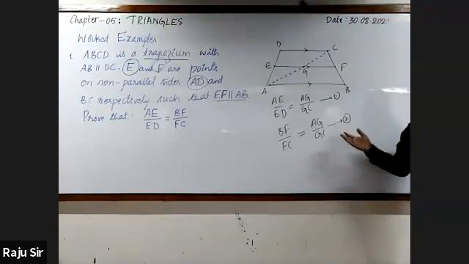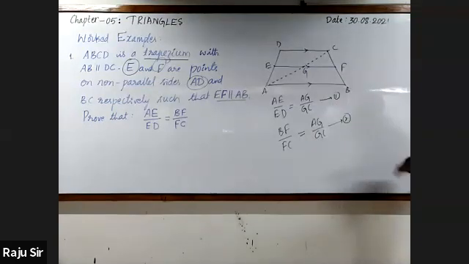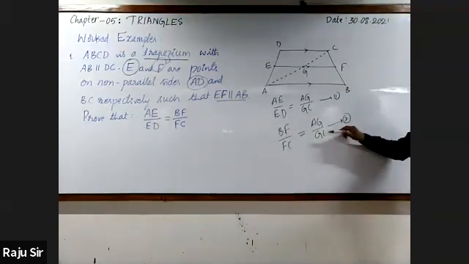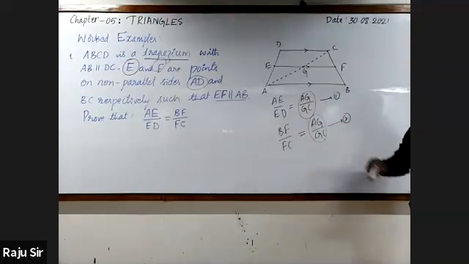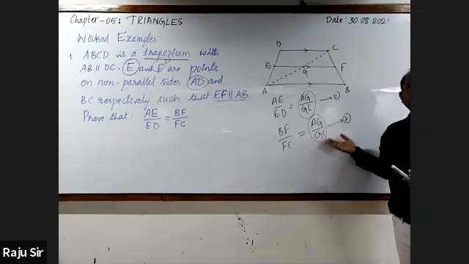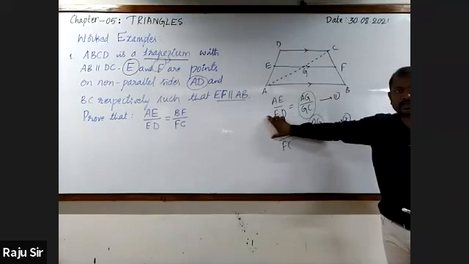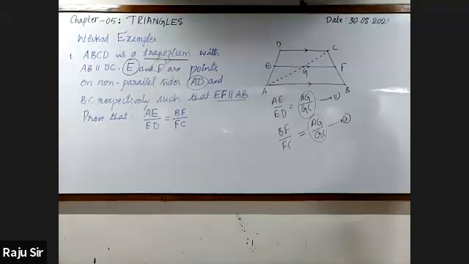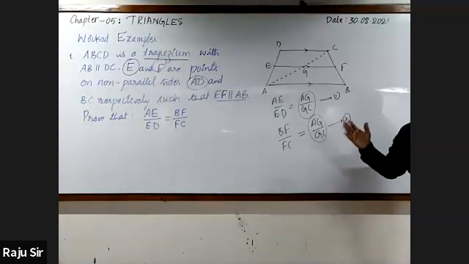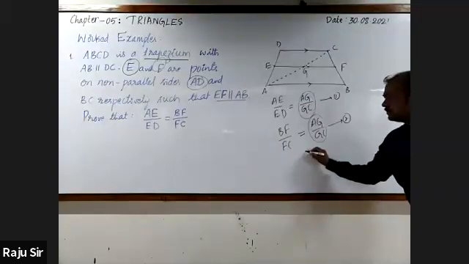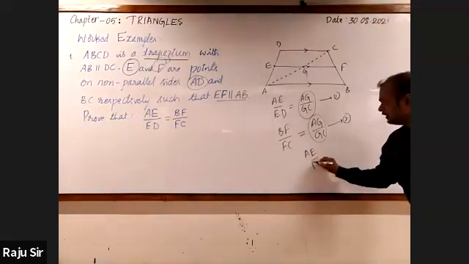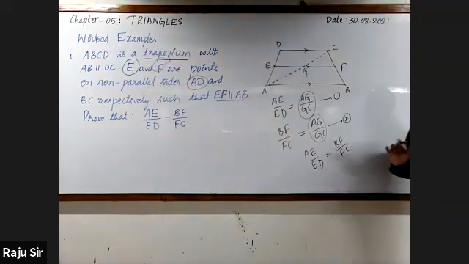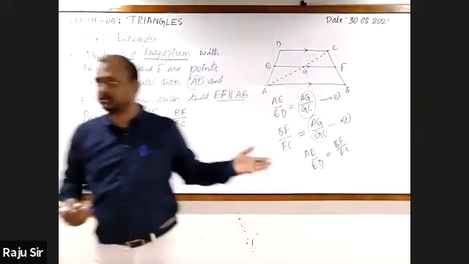What do you say about statements 1 and 2? In both the statements, the RHS is the same, AG by GC. Two things equal to the same thing are equal to one another, according to Euclid's axiom. So according to Euclid's axiom, I will write this as AE by ED is equal to BF by FC. Here, any doubt?